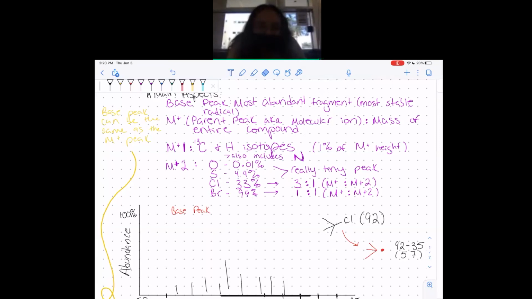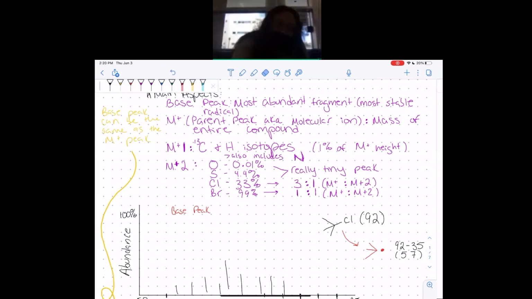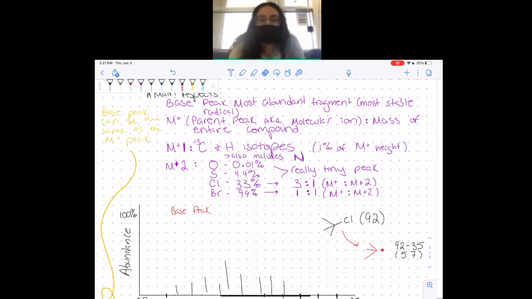Not every molecule will have an M plus 2 peak. Only molecules that have an oxygen, a sulfur, a chlorine, and a bromine will have an M plus 2 peak. And I usually go through and I ask you guys to tell me what the percentages are, but someone had already sent them in the chat, so I left them filled in for you. There's approximately a 0.01% of oxygen and 4% of sulfur. So essentially, if you have a really, really tiny peak, it's either oxygen or sulfur, but wink, wink, nudge, nudge. If I were you, I wouldn't worry as much about oxygen and sulfur. I would just focus on chlorine and bromine.